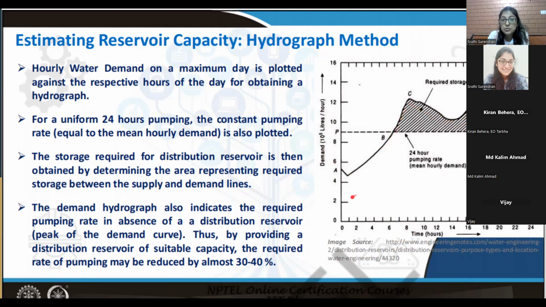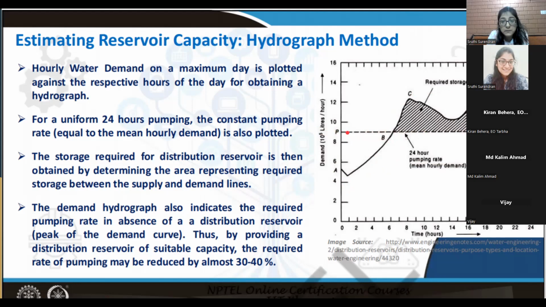Now, how can this be used for determining the capacity of the reservoir? First, after plotting this hydrograph curve, which is depicting the demand, the whole demand of that place, we are also going to plot the supply curve. That is, what is the pumping rate that is available in that area. So water is going to be pumped at this rate, P to Q.